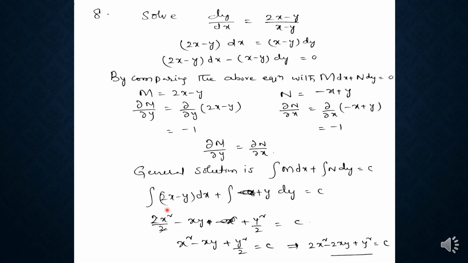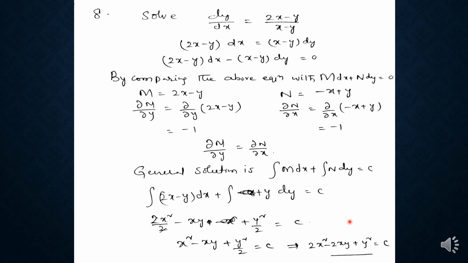So what is ∫(2x - y) dx plus ∫ of the terms which are free from x, which is only y. So we should take only y. ∫y dy = c. By integrating these functions, we get 2x²/2 - xy + y²/2 = c. By taking LCM here, we will get x² - xy + y²/2 = c. By taking LCM here, we will get 2x² - 2xy + y² = 2c. 2c is also a constant.